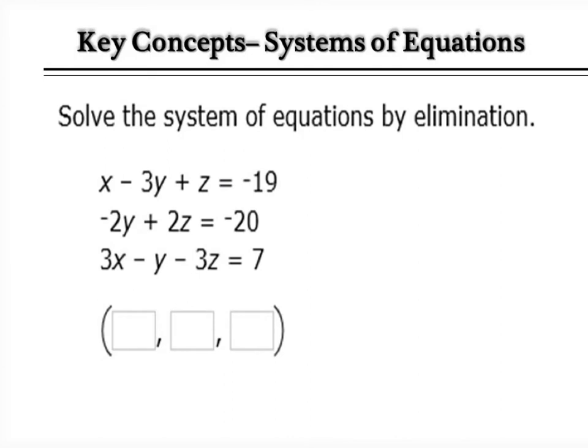We're going to look at another one. I have X minus 3Y plus Z equals -19. The next equation has no X's, so I will be putting in 0 X's. -2Y plus 2Z equals -20. 3X minus 1Y minus 3Z equals 7. And I'm going to enter that into matrix A. And, of course, these are my constants.